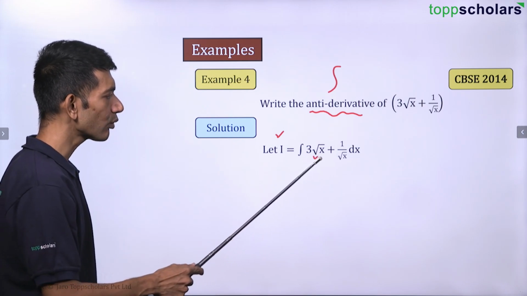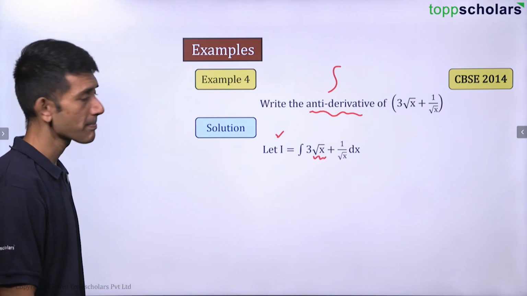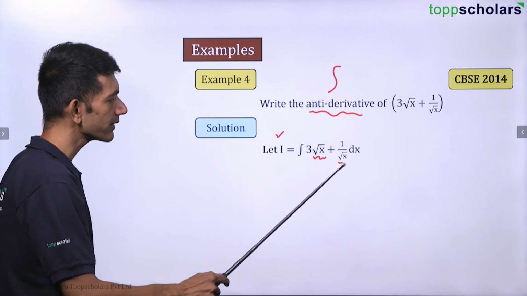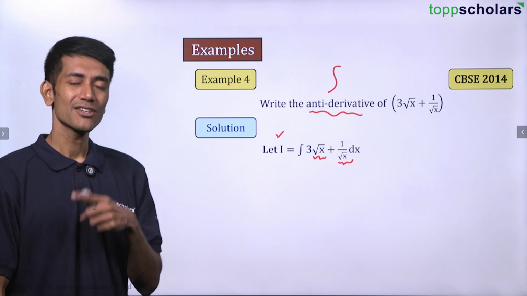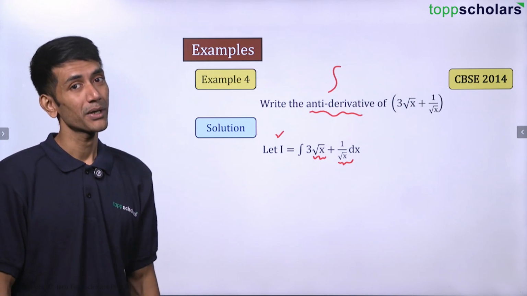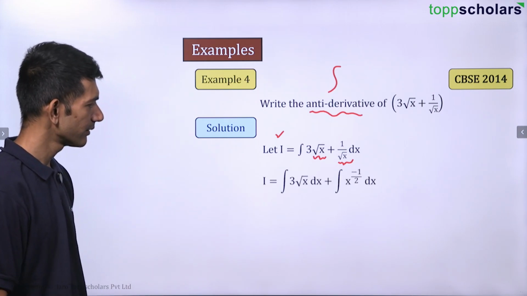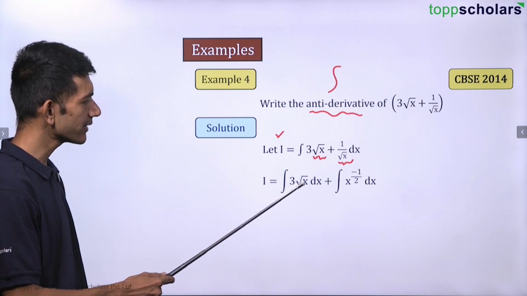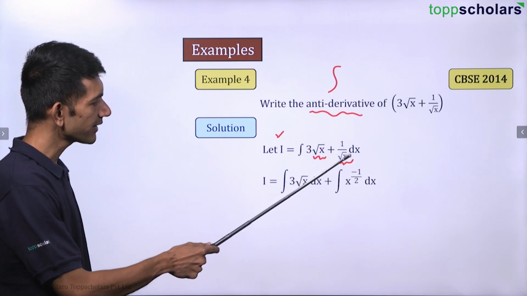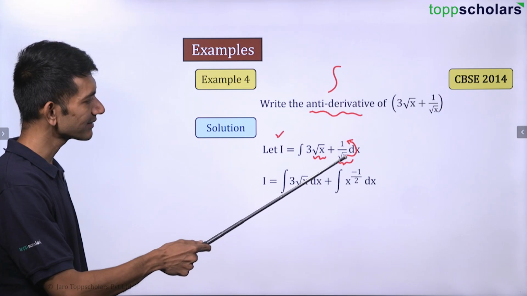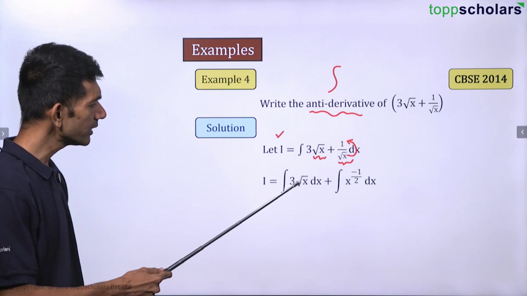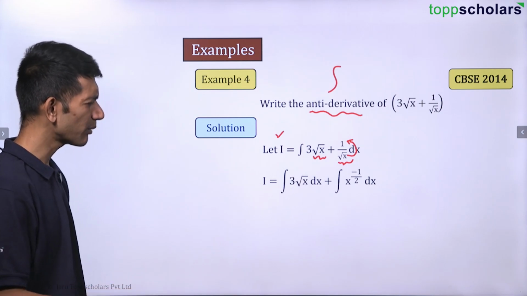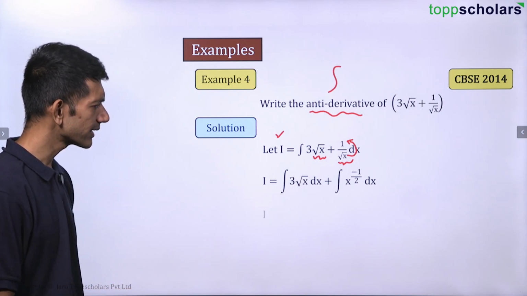Root x, can I write root x as x raised to 1 by 2, right? And 1 by root x as 1 by x raised to 1 by 2, and 1 by x raised to 1 by 2 becomes x raised to minus 1 by 2. So this is 3 root x plus x raised to minus 1 by 2, because once this goes in the numerator, the power will become negative. Here, this also can be written as x raised to 1 by 2, which we might do in the next step.